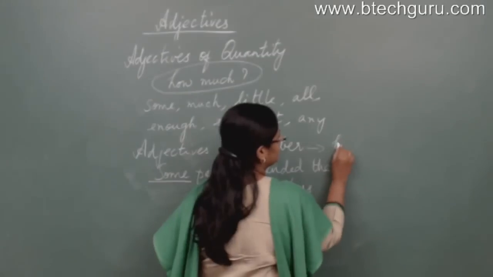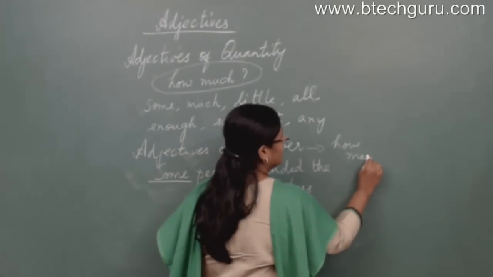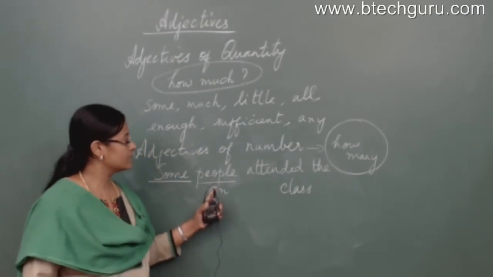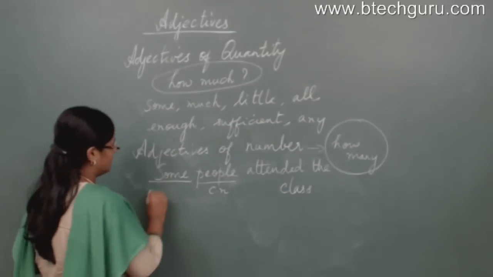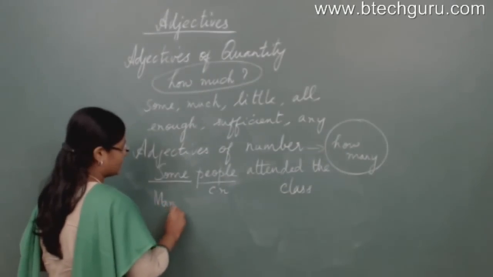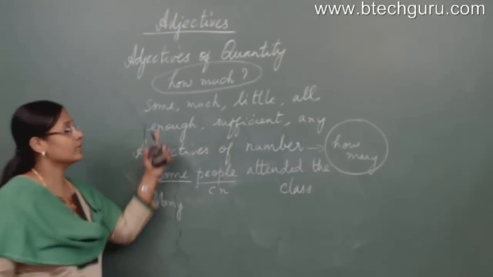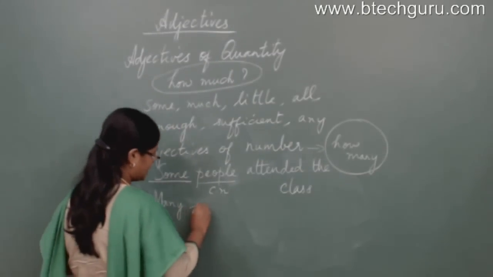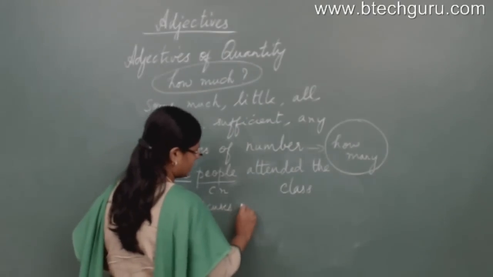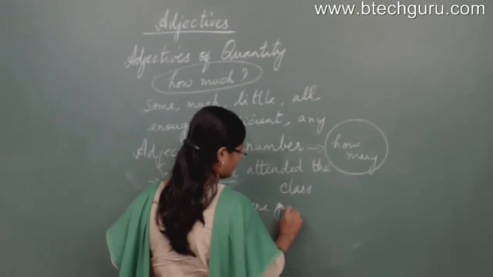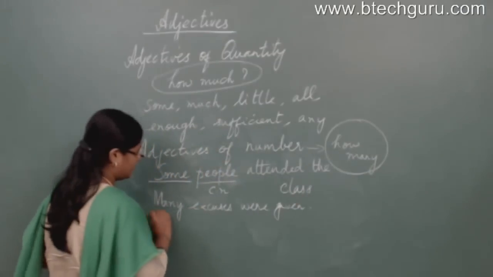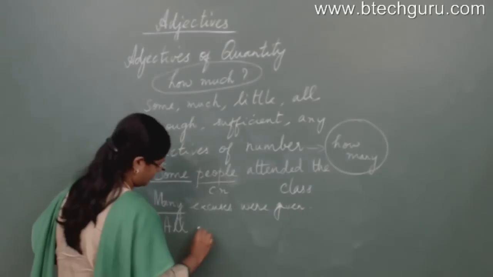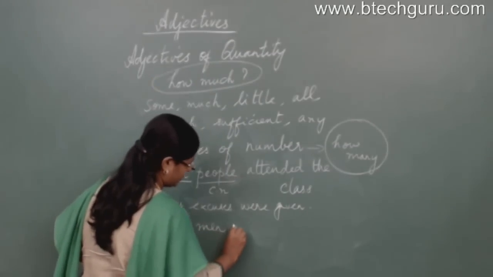Here what question do you ask? How many? How many people attended the class? Some people attended the class. Then you have words like many. Like we have much for an adjective of quantity, we have many in number. Many excuses were given. So how many? Many. All. All men were present.